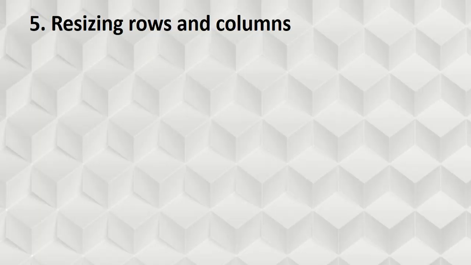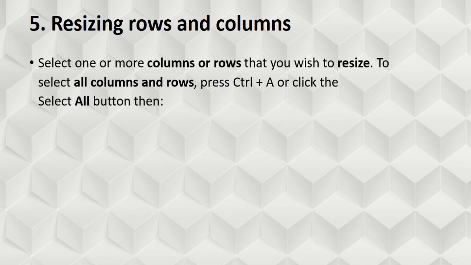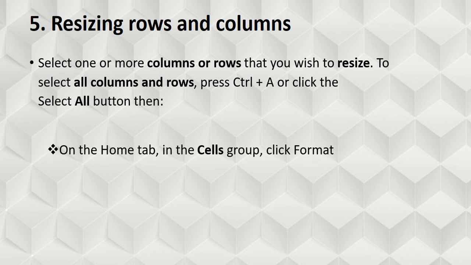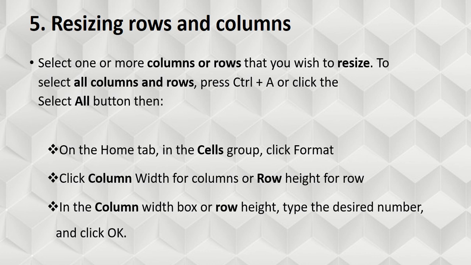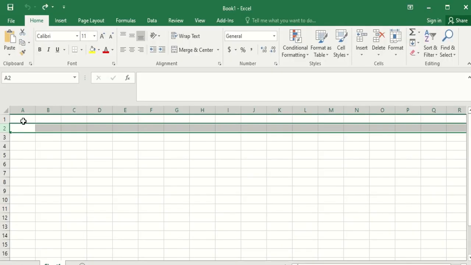So how to resize rows and columns? To resize rows and columns, select one or more columns or rows that you wish to resize. To select all columns and rows, you can press Ctrl+A or click the Select All button. Then on the Home tab in Cells group, click Format. Click Column Width for columns or Row Height for rows. In the column width box or row height box, type the desired number and click OK.